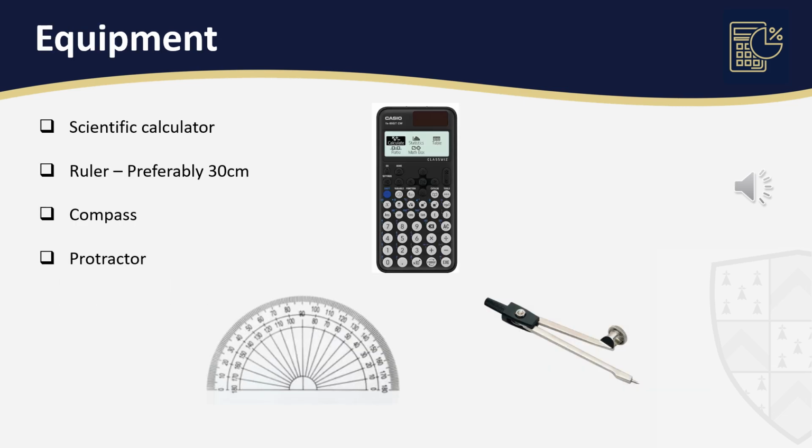Students need to make sure they have the correct equipment for their lessons. Students will need to bring with them a scientific calculator, a ruler, preferably 30 centimetres, a compass to draw circles, and a protractor to measure angles and bearings.